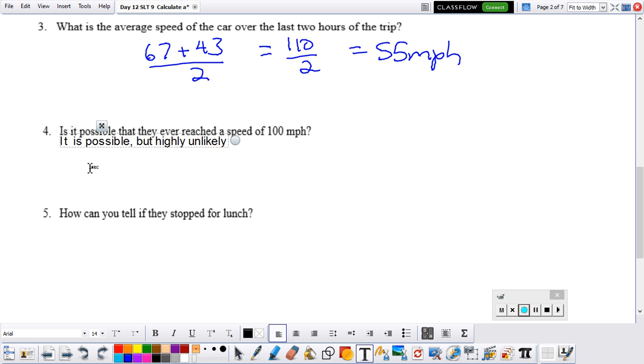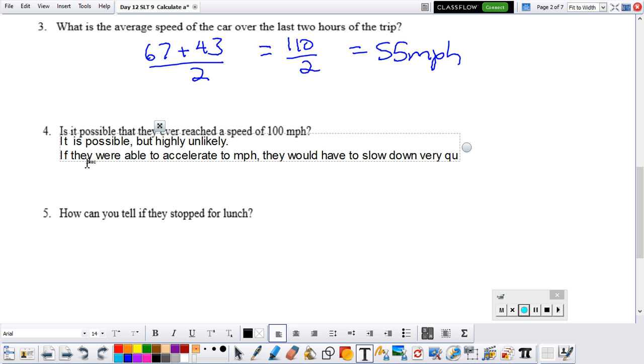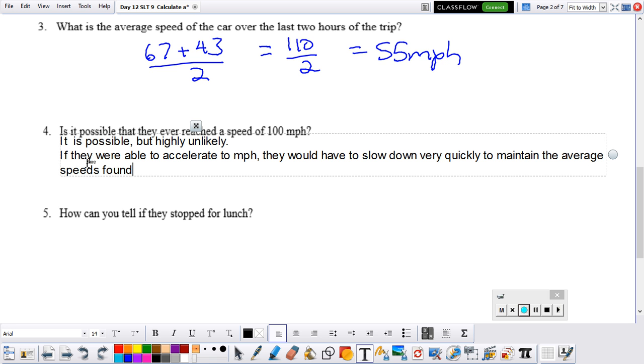And the reason I'm saying this is because if they were able to accelerate to 100 miles per hour, they would have to slow down very quickly to maintain the average speeds found above. Think about it, if you were trying to pass someone and there was a good straightaway, you probably could zoom up, but then you would have to slow down right away because you'd be approaching the next car in front of you. So it's possible, but I'm going to say it's highly unlikely.